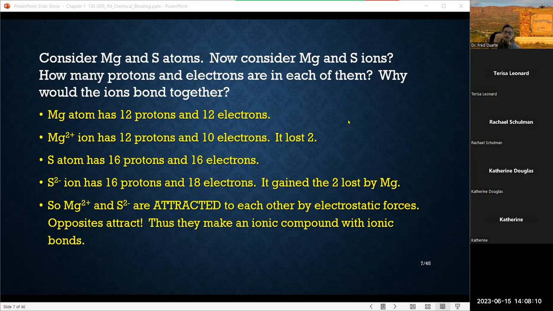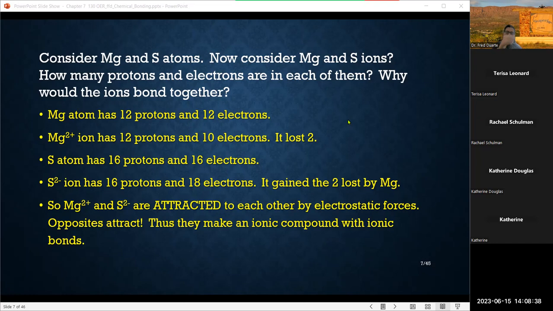Sulfur starts off with 16 protons and 16 electrons as the element. It is a nonmetal. Okay, it's going to pick up 2 electrons because it is in group 6. So it needs 2 electrons. It's in group 6A. It needs 2 electrons to get that octet fulfilled. All right, so now it has 16 protons and 18 electrons.